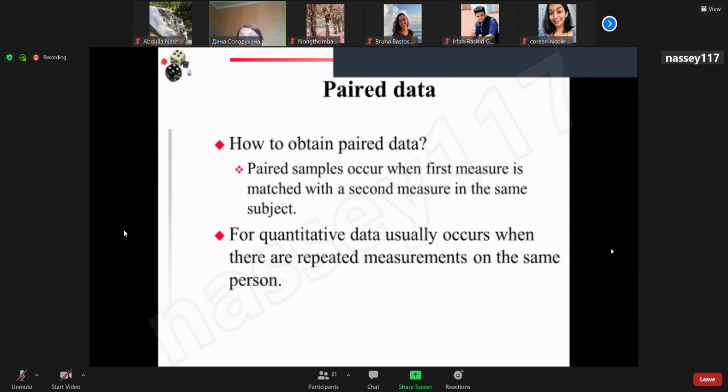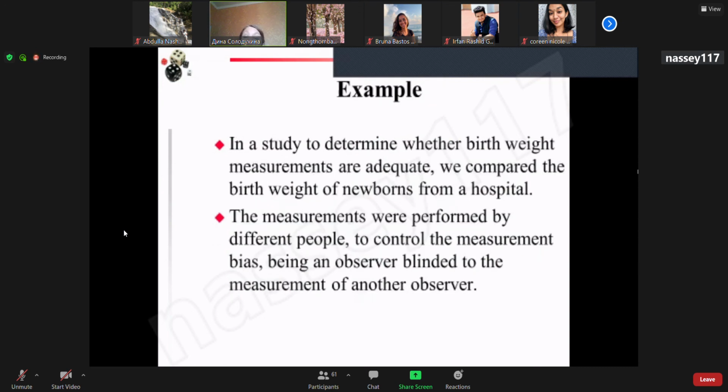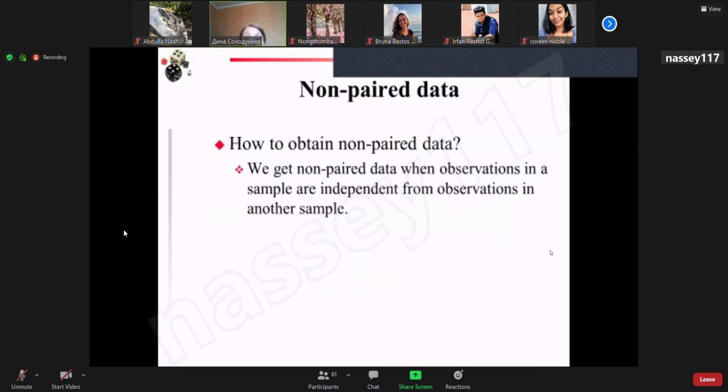For example, a patient first gets treatment A, and we measure blood pressure, then treatment B, and we measure blood pressure again in the same person. So it will be paired data. Let's say in a study to determine whether birth weight measurements are adequate, we compare the birth weight of newborns from a hospital. Measurements were performed by different people to control measurement bias, each observer being blinded to the measurement of another observer. If we have non-paired data, they are independent, which I have said already.